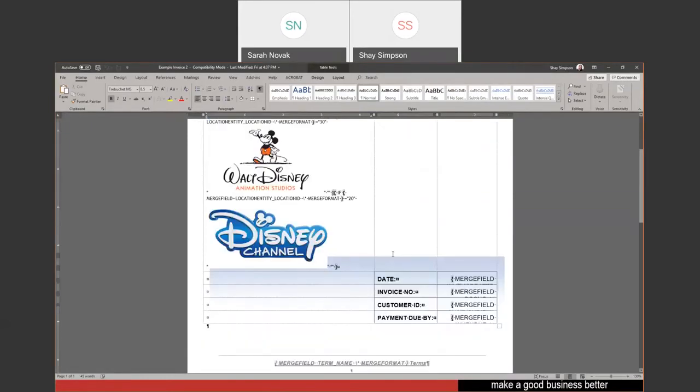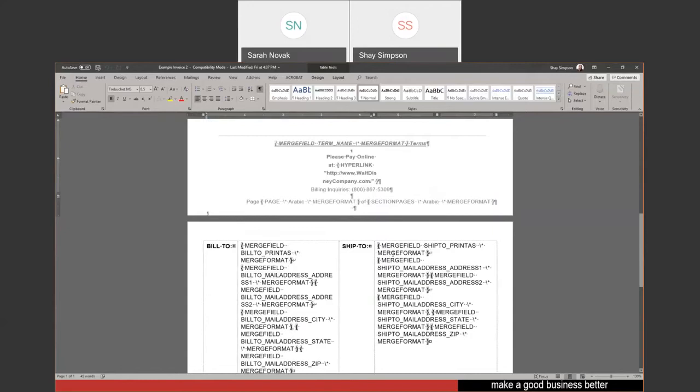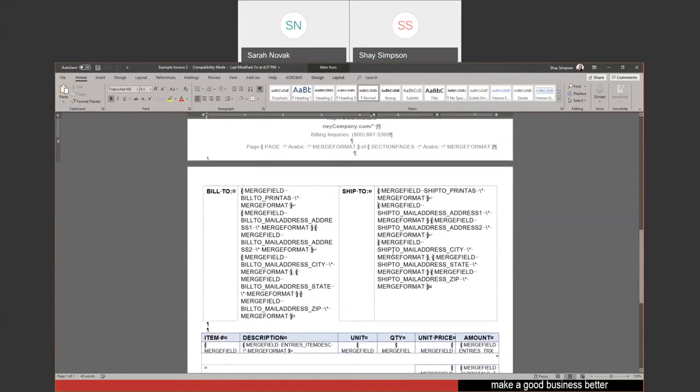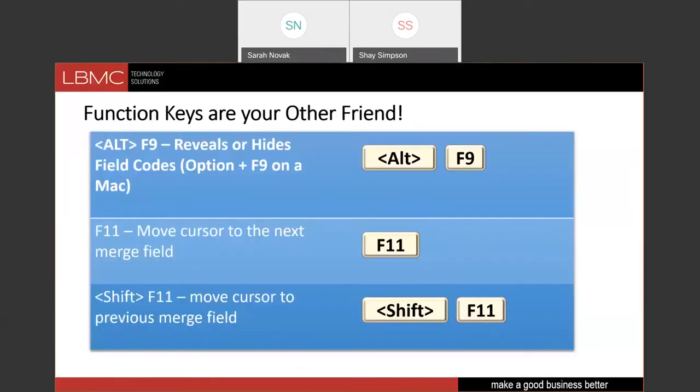Once you start working within Microsoft Word and start creating some of these invoices, most of the time your Alt F9 is always going to be turned on. But just know that Alt F9 is going to open up those merged fields. Again, F11 is going to move the cursor to the next merged field. Shift F11 is going to move the cursor to the previous merged field. So again, these function keys are going to allow you to work within Microsoft Word a little bit easier.